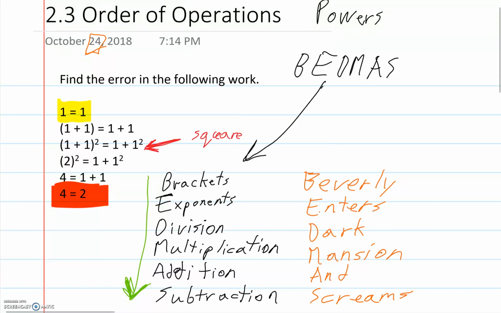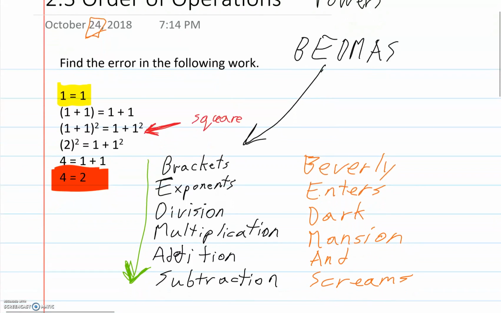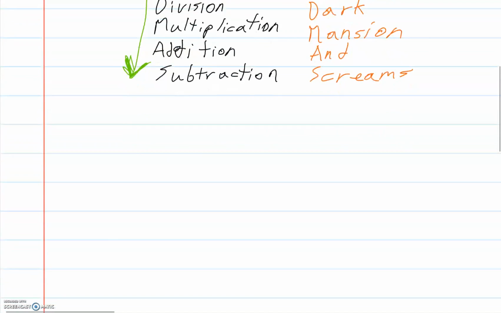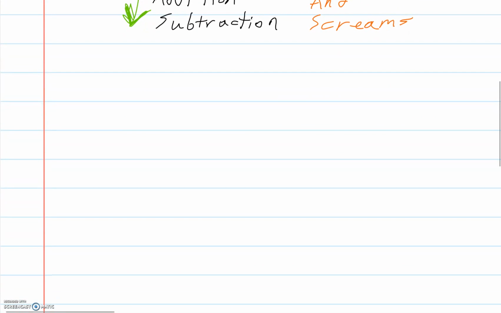If you just memorize the words, brackets, exponents, etc., it's going to be really hard to remember. So that is the basics of this topic. Now we're going to talk about the importance of brackets, and we'll do another example question here.